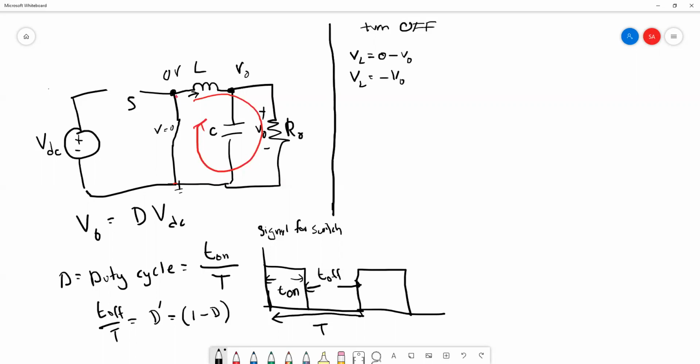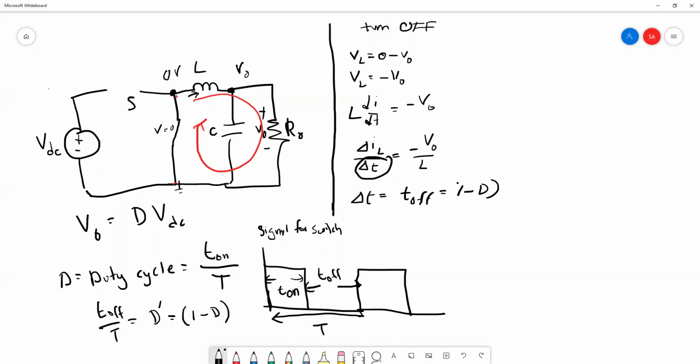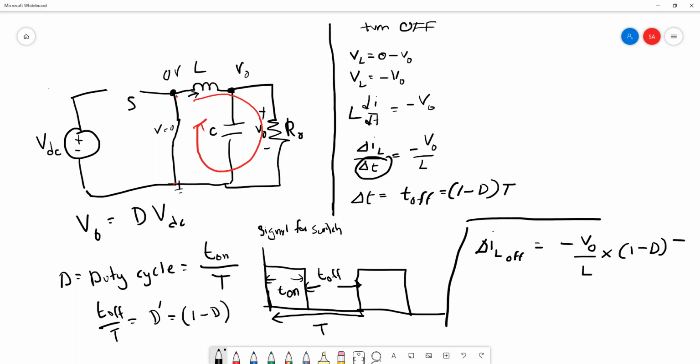Similar to the turn on analysis, VL is L di/dt. So di/dt equals negative V out over L, and delta T here is equal to T off, which is 1 minus D times T. Therefore delta IL during the switch off can be written as negative V out over L multiplied by (1 minus D)T.